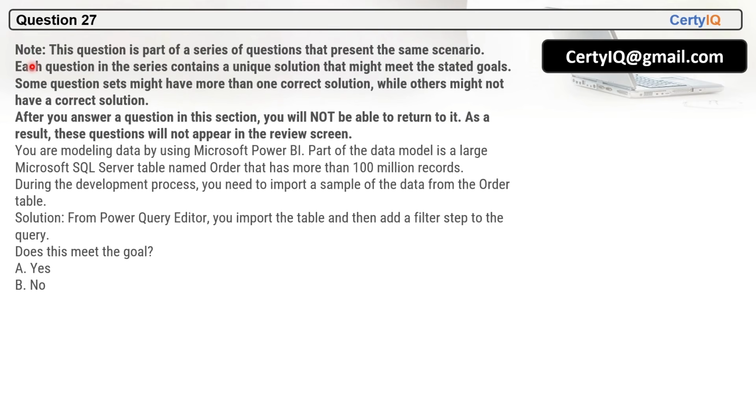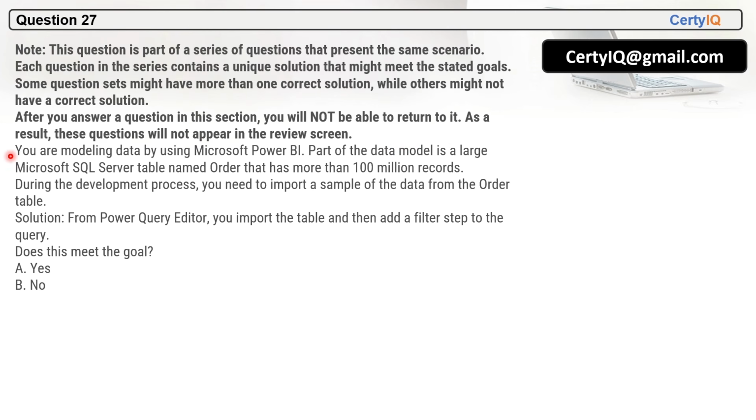Question 27. This is a yes or no type question. Note this question is part of a series of questions that present the same scenarios. Each question in the series contains a unique solution that might meet the stated goals. Some question sets might have more than one correct solution, while others might not have a correct solution. After you answer a question in this section, you will not be able to return to it. As a result, these questions will not appear in the review screen in the exam.